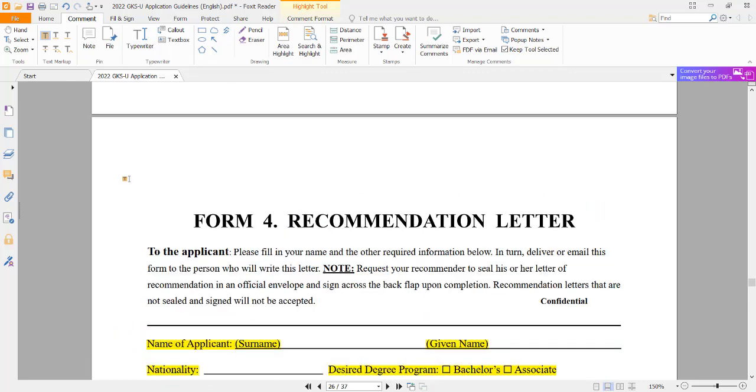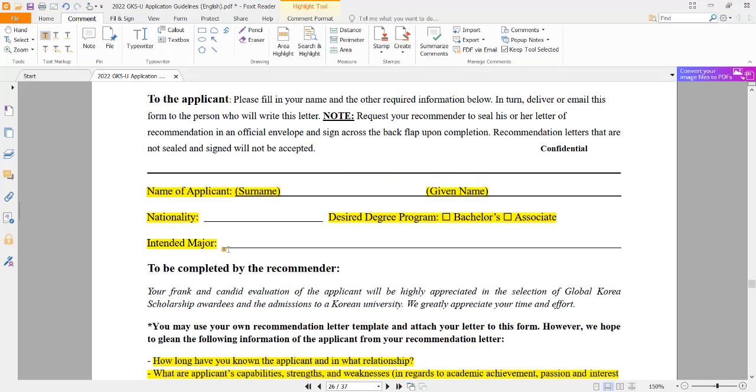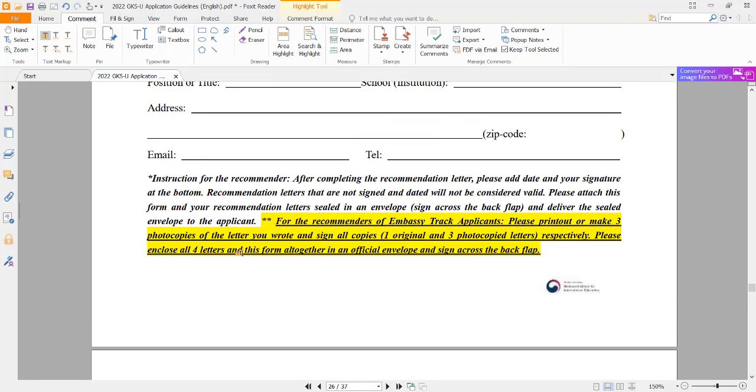Then you can attach both the letters. You can staple both the letters and put both the letters, means that letter and form 4, in one envelope, and then close the flap, and then take a sign and seal on the flap also. So this is the perfect way of taking the recommendation.